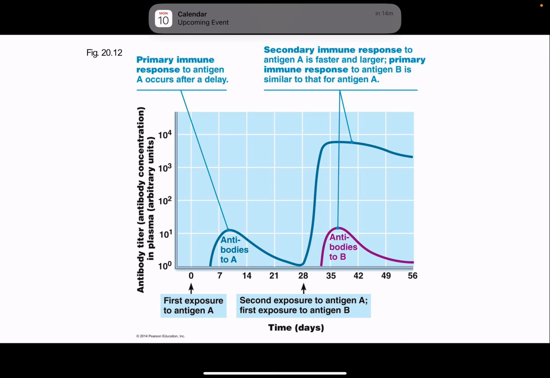This is antibody titers in different concentrations here. Here's the first exposure, and then look how much bigger the second exposure is. You have a much bigger response, much more likely to fight off the infection quickly so that you don't get such severe symptoms. Okay? But for every new antigen, you start all over, because your B cells are specific to very specific antigens. So this process is going to be different for every different specific antigen.